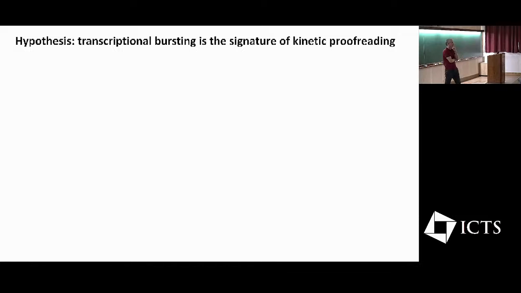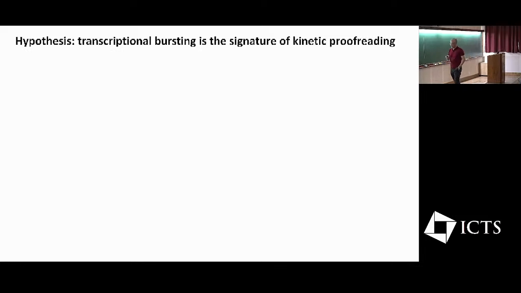I want to end with a few more phenomenological conclusions. This is the take-home message. So I would argue that transcriptional bursting, what we see, is really a consequence of this proofreading process. So in other words, it's not like there is bursting and proofreading, but there is bursting because there is proofreading.